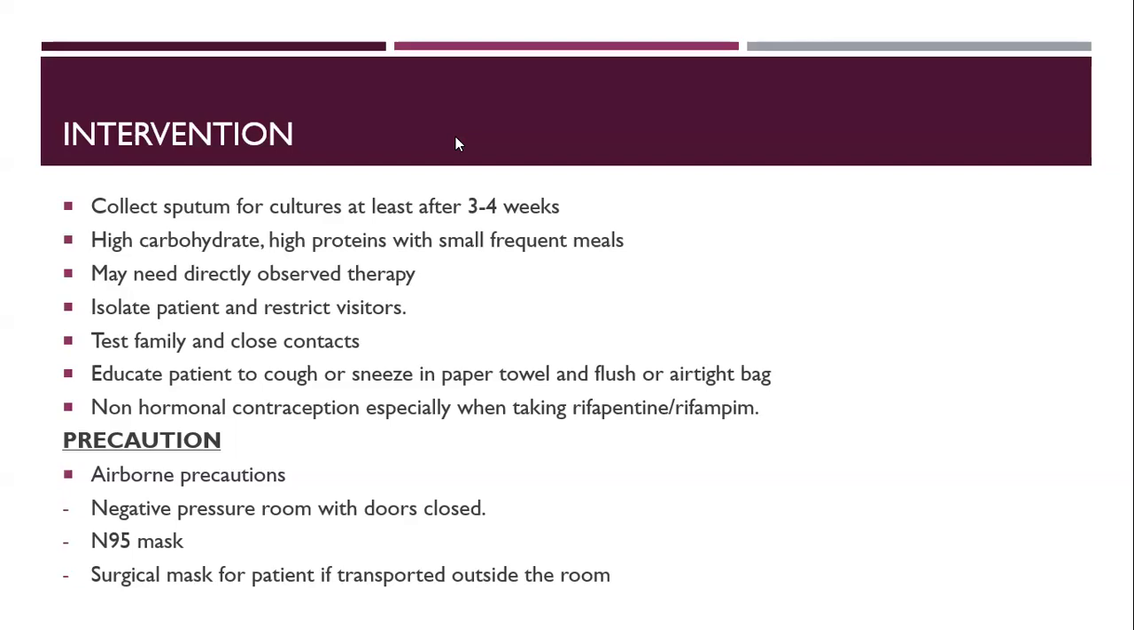2, you give them high carbohydrates, high protein, and small frequent meals. Because when a patient has TB, they can have issues with their airway, they can have difficulty breathing, and when a patient has difficulty breathing, usually they have difficulty eating as well because they don't have the energy to eat for long. So you give them small frequent meals, but the small frequent meals should be high in carbohydrates and high in protein.